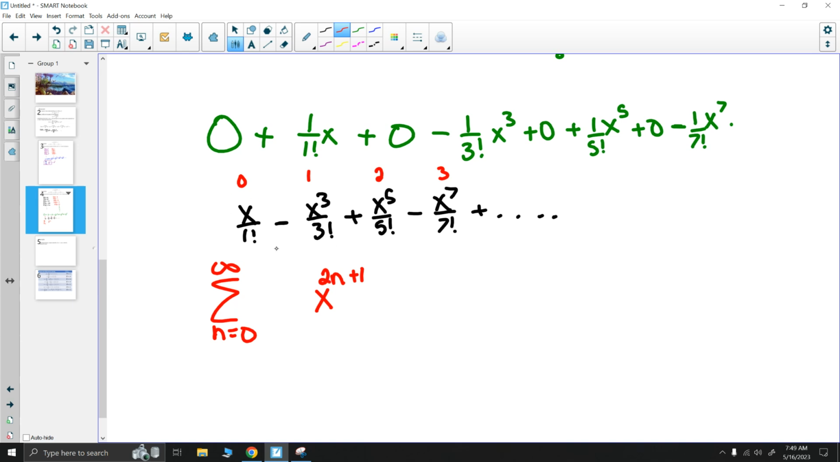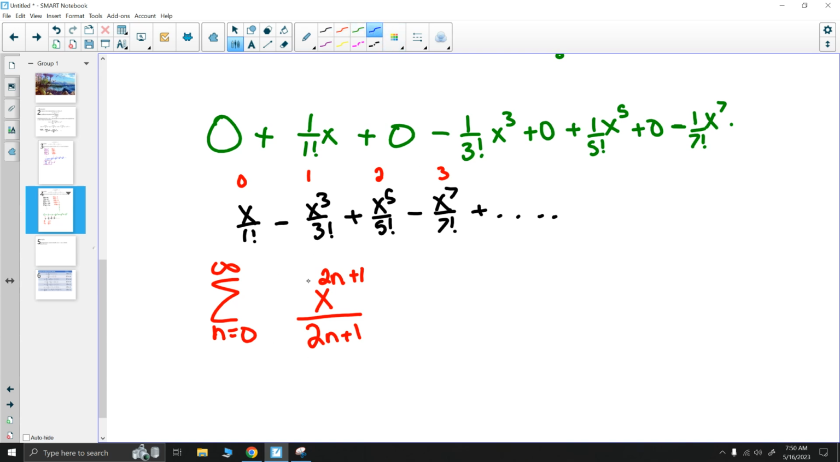So let's double check it still works. 2 times 0 is 0 plus 1. That's going to give us an x. 2 times 1 is 2 plus 1 is 3. All right, that checks out. Let's check it for the second one here. So 2 times 2 is 4 plus 1 is 5. All right, so that's checking out. And then we want to take care of our constants here, and they're following the same form of 1, 3, 5, 7. So we're going to use that same number, 2n plus 1. And then we have an alternating aspect to this.